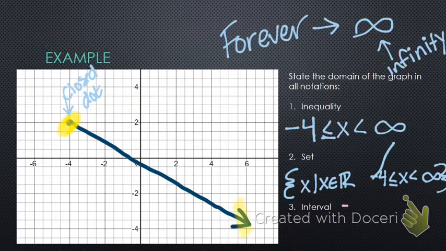We know it's going to be negative 4, comma, infinity. And if you look at that cheat sheet again, if you have a closed dot, we're going to put a bracket. And if you have an arrow or an open dot, we're going to put parentheses. So if you have a bracket that means you have a closed dot at that end. If you have an arrow or an open circle, we're going to put parentheses on that end.